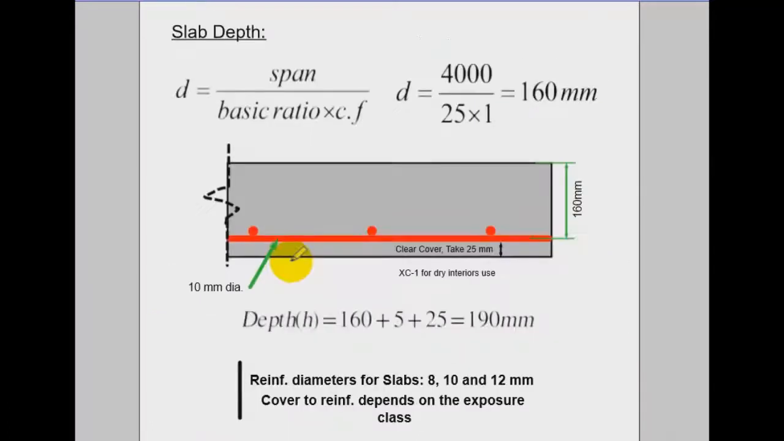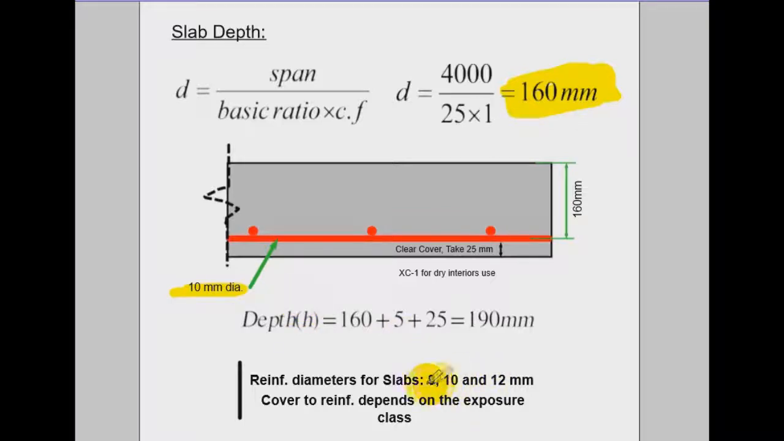Okay, so I've got the span, I've got the basic ratio, I've got the correction factor. This is what I get. This is my effective depth, D. Well, you can just view it in this way. This is the effective depth. As you know, it is from the very top, the extreme top of the slab, up to the mid of the main rebar. And I'm assuming that it'll be having a main rebar of 10 millimeter diameter.